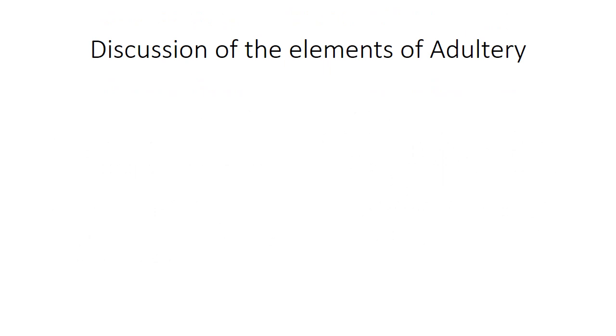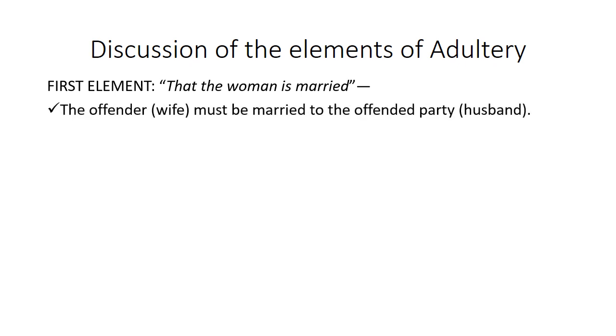Let us discuss each of the elements of the crime of adultery. First element, that the woman must be married, or that the woman is married. Before proceeding, allow me at this juncture to emphasize that the essence of the crime of adultery, as well as that of concubinage, is the violation of the marital vow. Without this marital vow, no crime of adultery or concubinage can take place. That is why, in the first element, it is required that the offender must be married to the offended party.